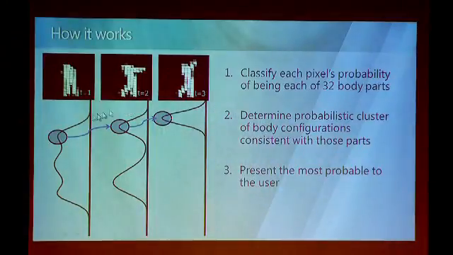And then we do the same old trick, right? We glue together these probabilistic hypotheses over time so that we can narrow it down, because the Xbox is actually only going to give you one picture, so we have to narrow it down to a single answer in the end. So let's see what it looks like.